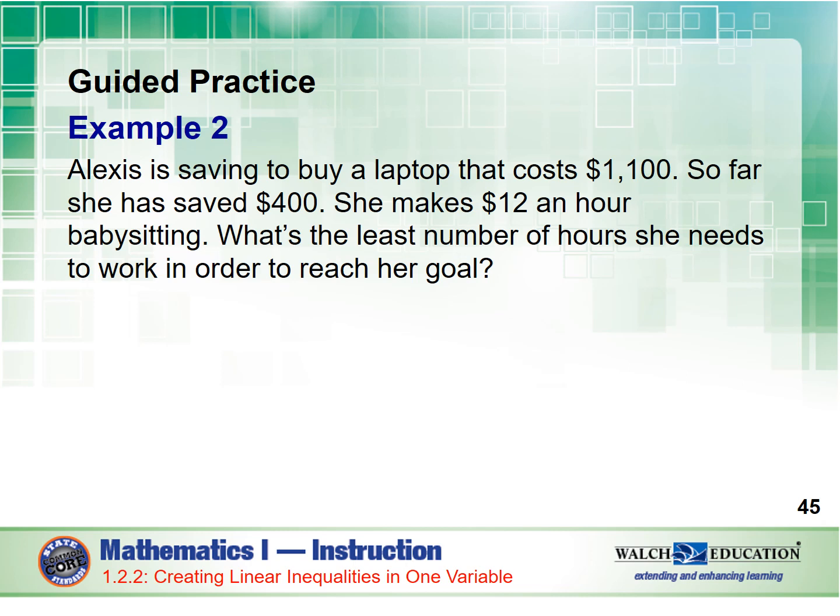All right. Last question, you guys, are math rock stars. We're going to do number 2. Alexis is saving to buy a laptop that costs $1,100. So far, she's saved $400. She makes $12 an hour babysitting, which, by the way, is totally common.